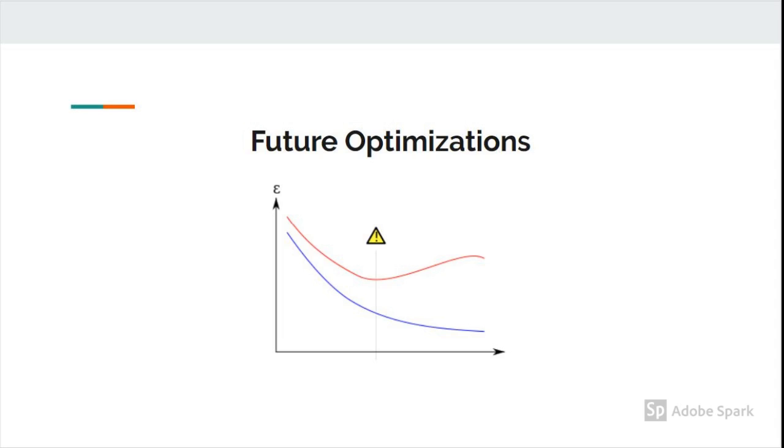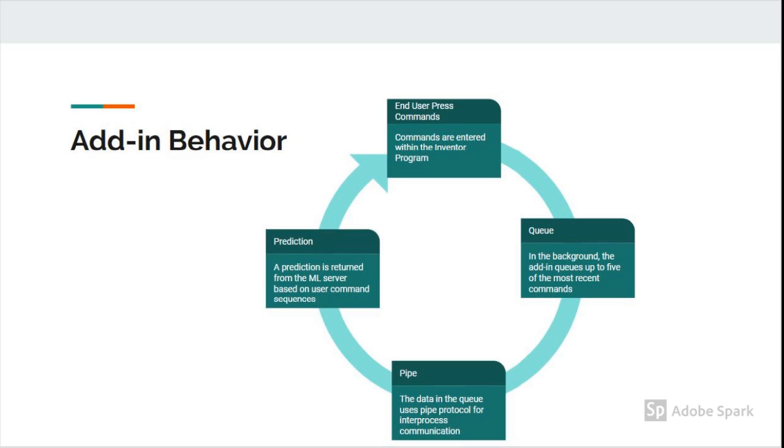Another optimization involves messing with the hyperparameters of multiple models and changing which softmax function they make use of. Now let's discuss the workflow of the add-in. The add-in will work in 3 primary stages: command gathering, inter-process communication, and displaying the result to the end user.